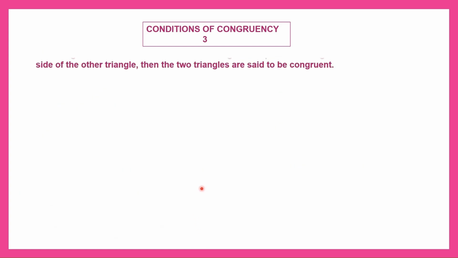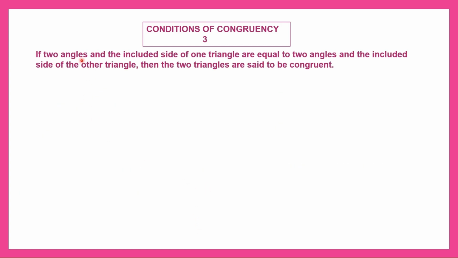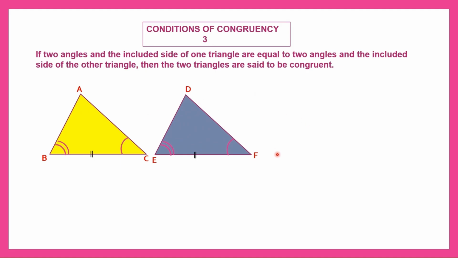Condition 3. Here we are talking about two angles and one included side. That should be equal to two angles and the included side of the other triangle. Then you say that they are congruent. So here we have two triangles. As you can see, we have angle B with two curves and angle E with two curves. That means B and E are equal. Then we have angle C with one curve and angle F with one curve.